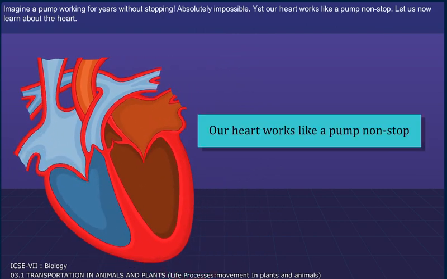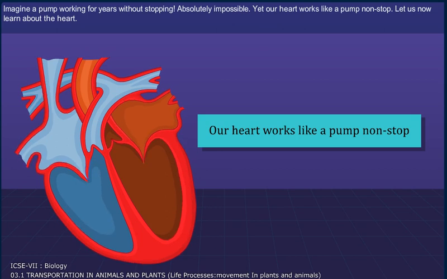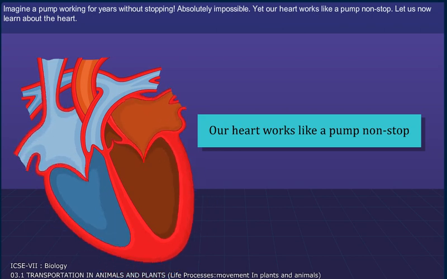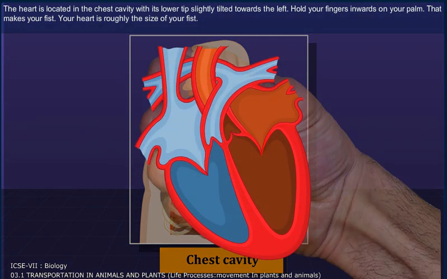Imagine a pump working for years without stopping. Absolutely impossible. Yet our heart works like a pump non-stop. Let us now learn about the heart. The heart is located in the chest cavity with its lower tip slightly tilted towards the left. Hold your fingers inwards on your palm. That makes your fist. Your heart is roughly the size of your fist.